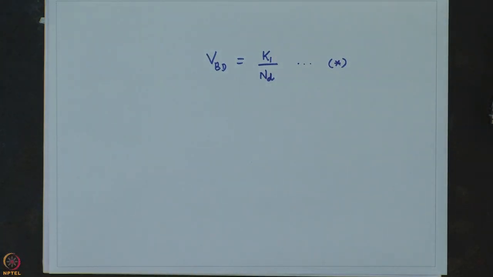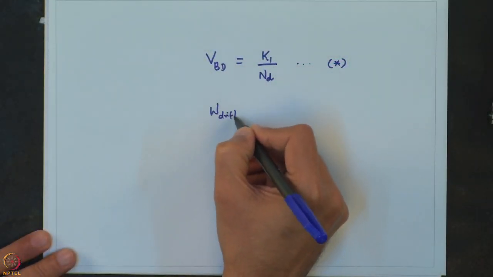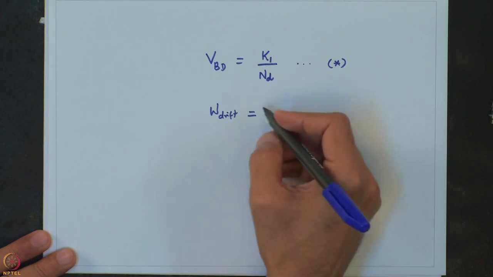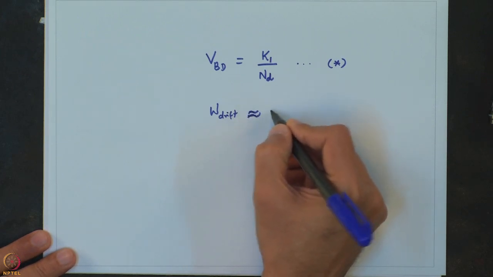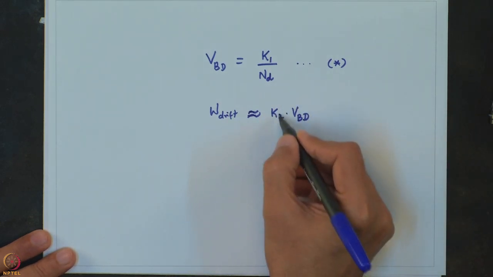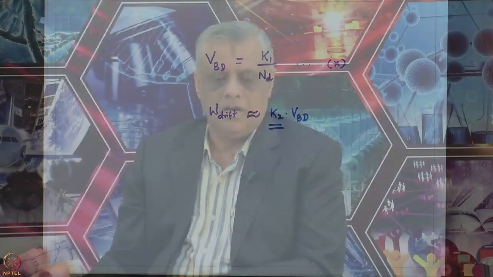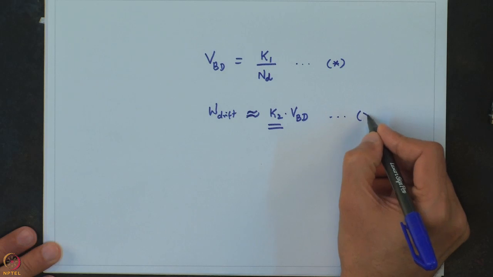Now, similarly, if we use equations 10, 11 and 13 from lecture 8, and if we use the star equation that we just obtained, we can also show very easily that the width of the drift region is approximately K2 times VBD, where K2 is a constant which will come by substituting the numerical values for the various variables in the equation. Let us call this equation double star.